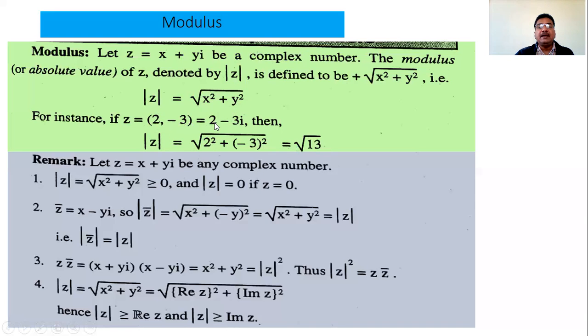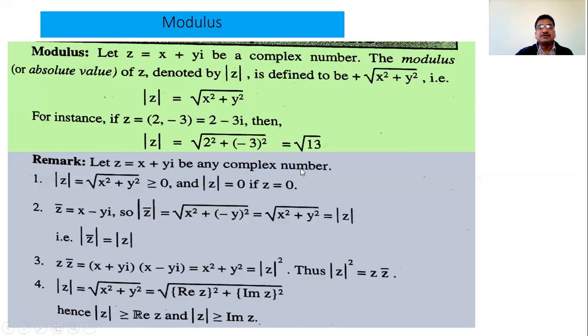If you find the modulus of minus 2 plus 3i, it is again root 13. The modulus of minus 2 minus 3i is again root 13, and the modulus of 2 plus 3i is again root 13. So the modulus of these four numbers, 2 minus 3i, 2 plus 3i, minus 2 plus 3i, and minus 2 minus 3i, are all the same, because the square of a negative is again positive. So this is the definition of modulus, or absolute value, of the complex number z.